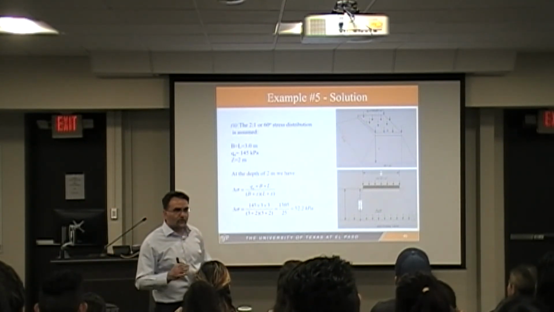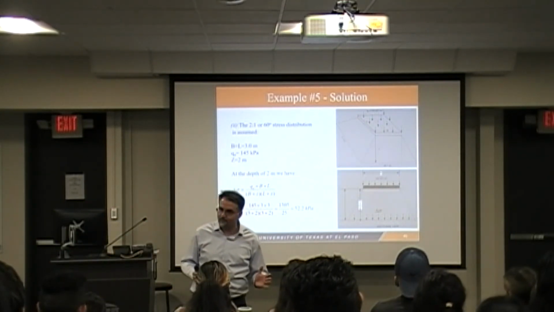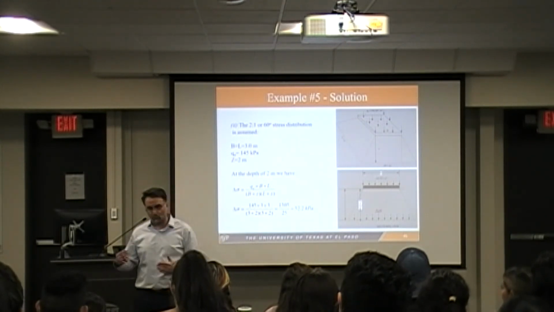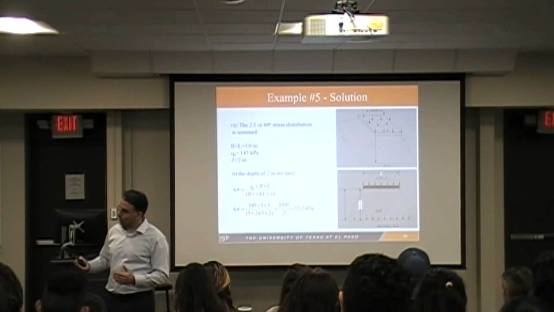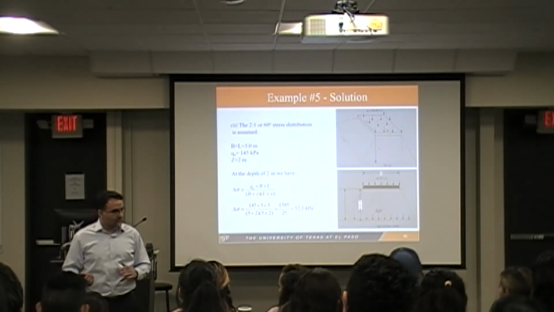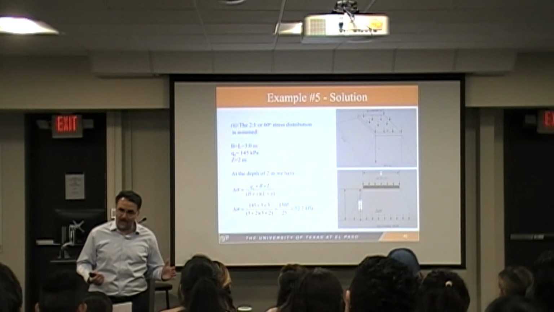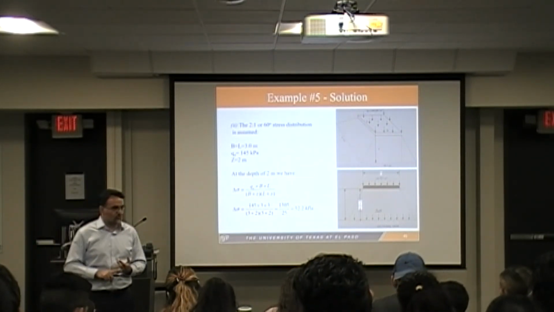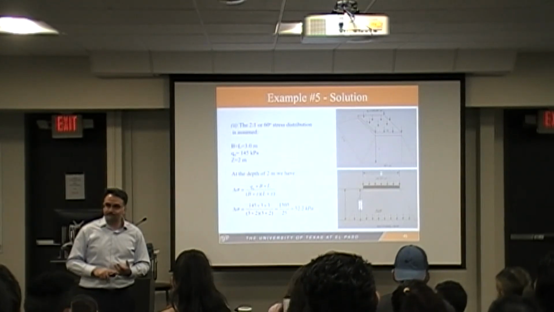So which one is more conservative, which one is less conservative? The one that is higher is more conservative, right? Which was the Boussinesq method, right? So the Boussinesq method results in more conservative values compared to Westergaard and the 60-degree distribution of the stresses. Right.